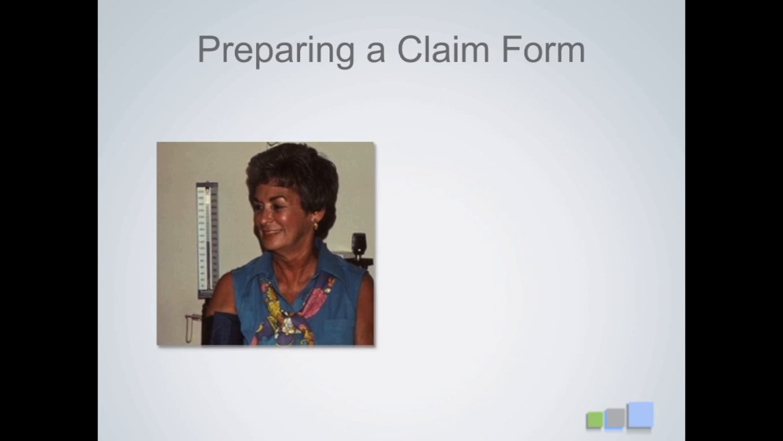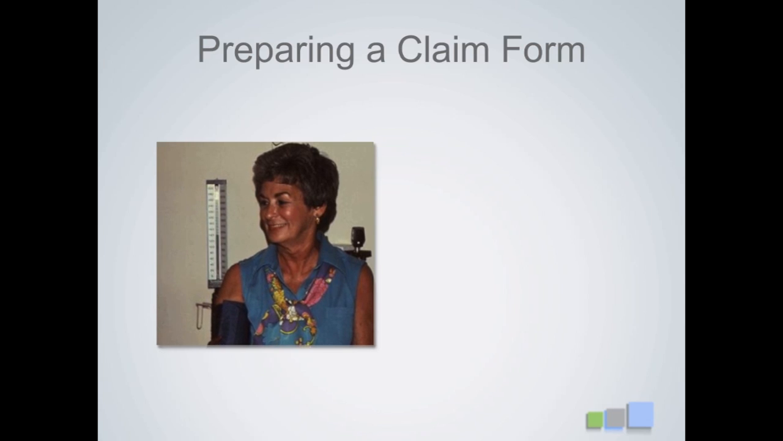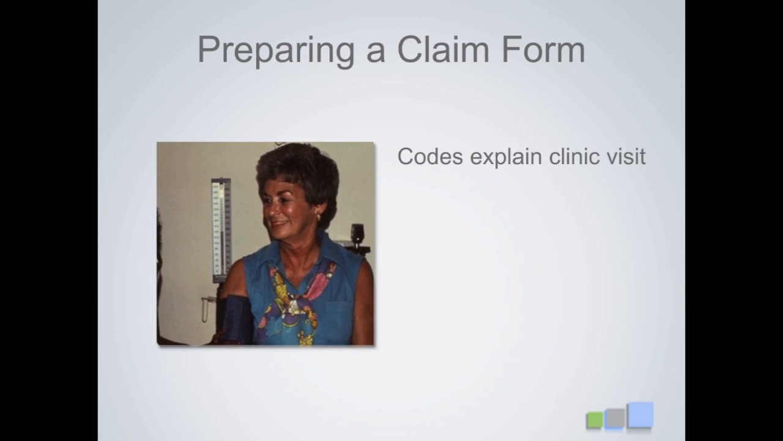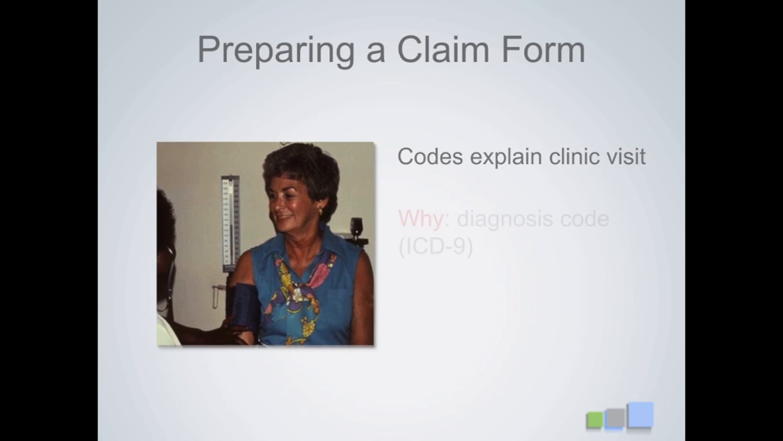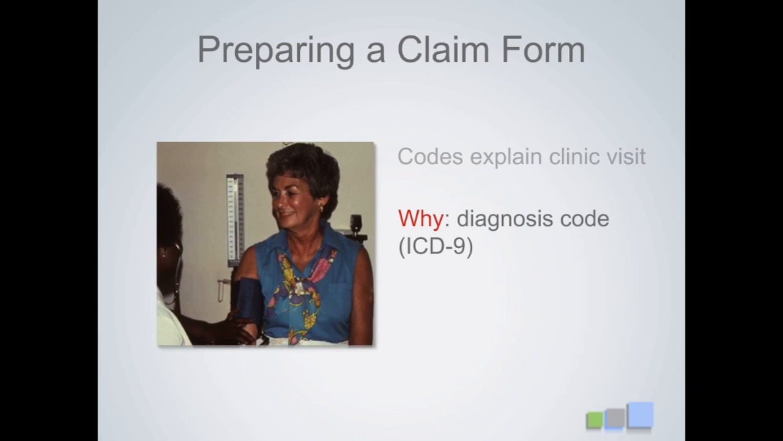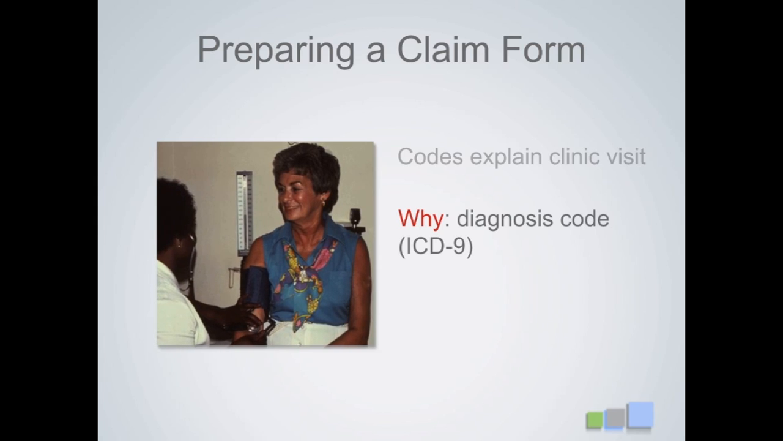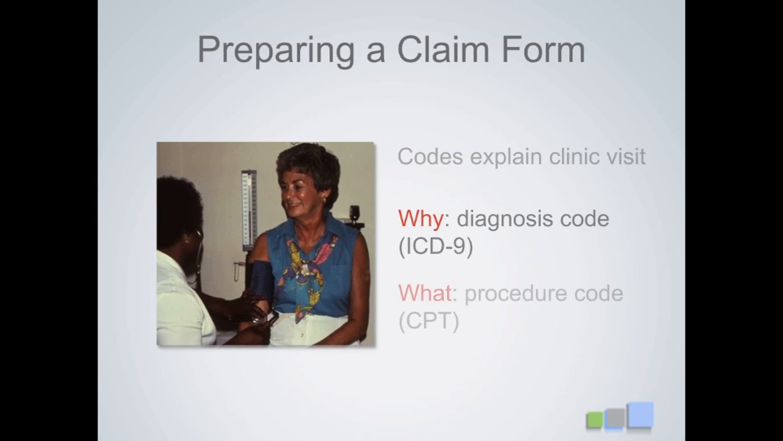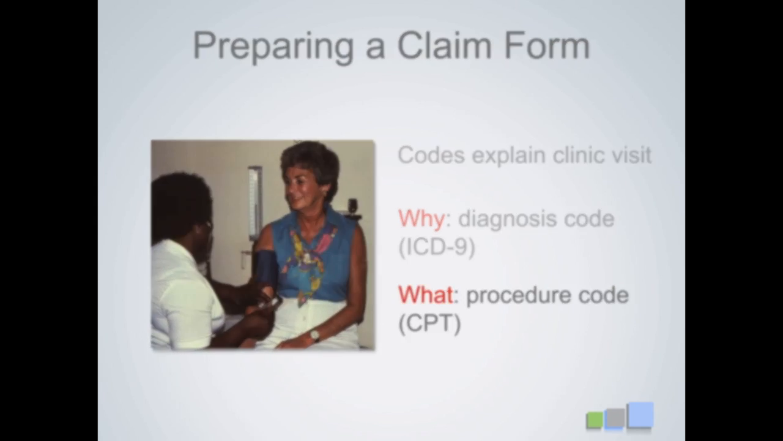When you submit a claim, the information you send is all the insurance company has to go on. In effect, your codes tell the insurer what happened during a medical visit. Start your claims documentation with why the patient came in for a service. In billing, the why is the diagnosis using the ICD-9 code. Next, the CPT codes tell them what procedures were performed.